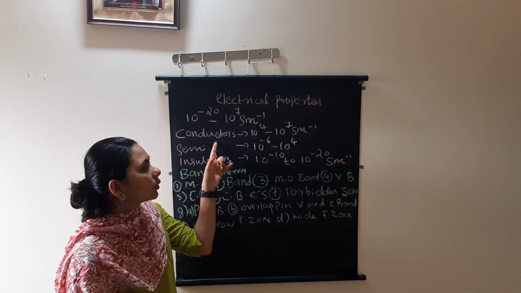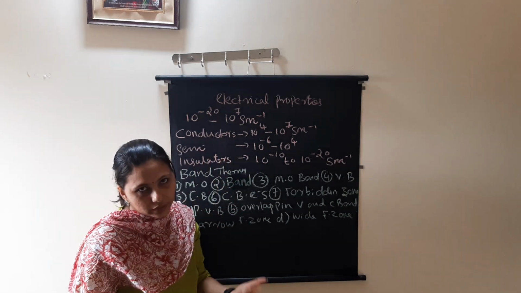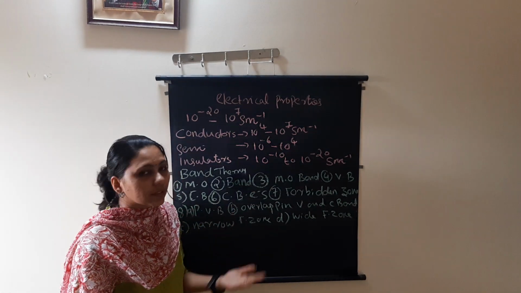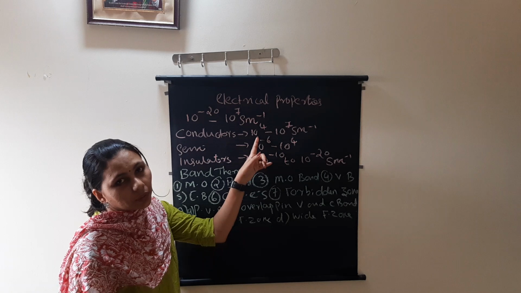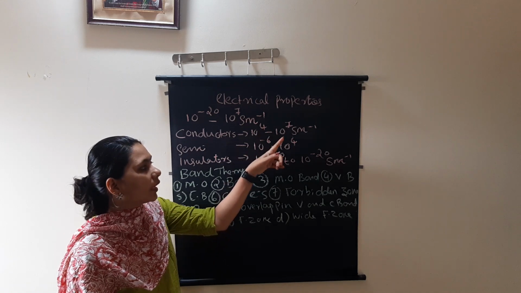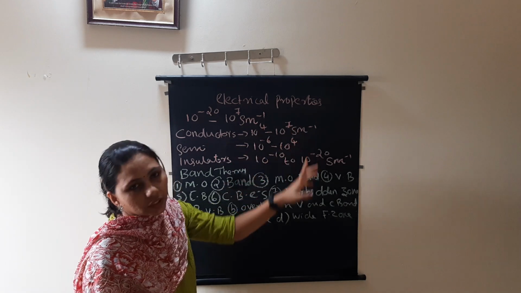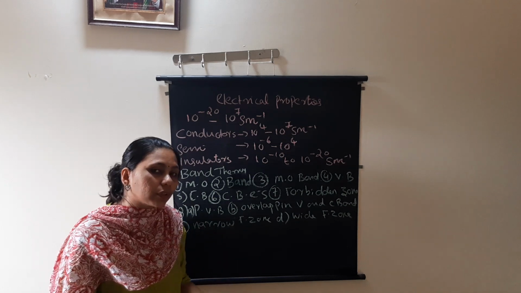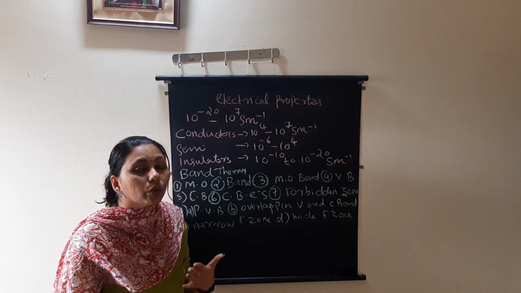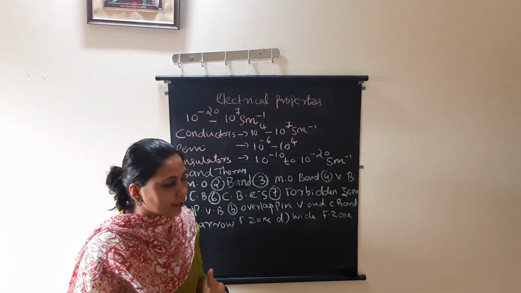Conductors means they will conduct, the conductivity of that substance will be high. Their conductivity range will be between 10 raised to 4 to 10 raised to 7 Siemens meter inverse. So they will have high conductivity. Metals are very good examples of conductors.